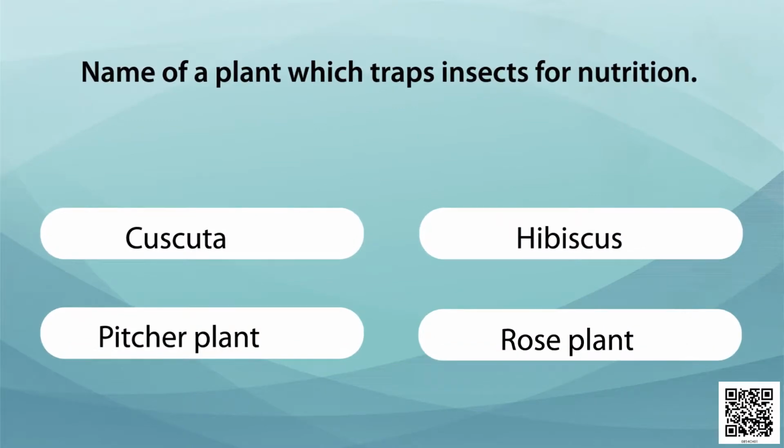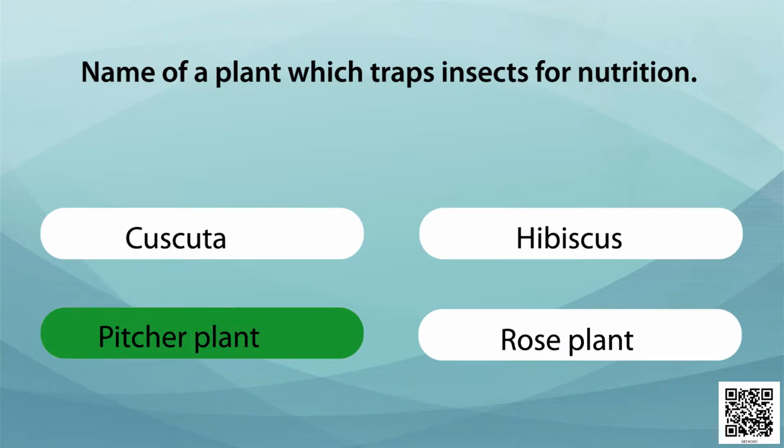Name of a plant which traps insects for nutrition. Cuscuta, hibiscus, pitcher plant, rose plant. Absolutely correct answer. The answer is pitcher plant. Pitcher plant is the plant which traps insects for nutrition.